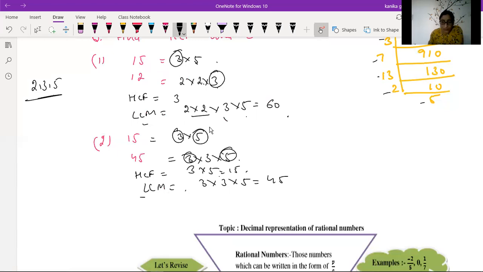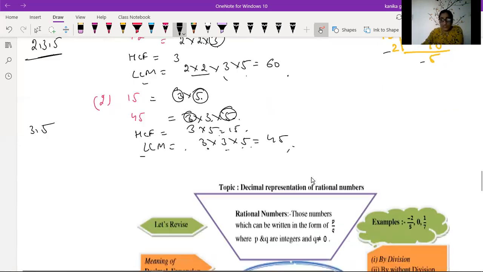Now for the LCM, we observe the numbers. We have the numbers 3 and 5. Here 3 comes 1 time, and here 3 comes 2 times, so maximum 3 comes 2 times, so 3 multiplied by 3. Here 5 comes 1 time and here 5 comes 1 time, so maximum 5 comes 1 time. So 3 3s are 9, 5 9s are 45. So your LCM is equal to 45.